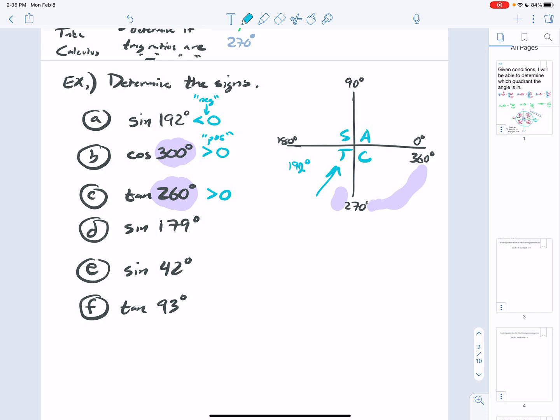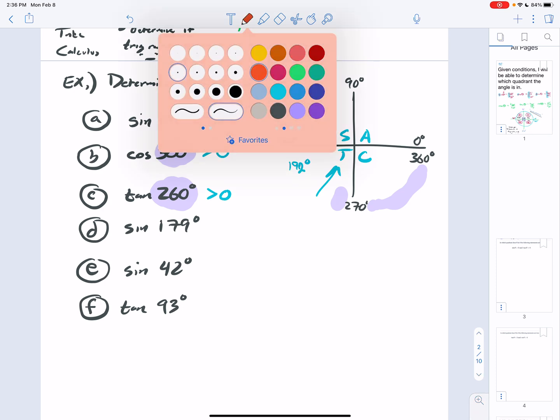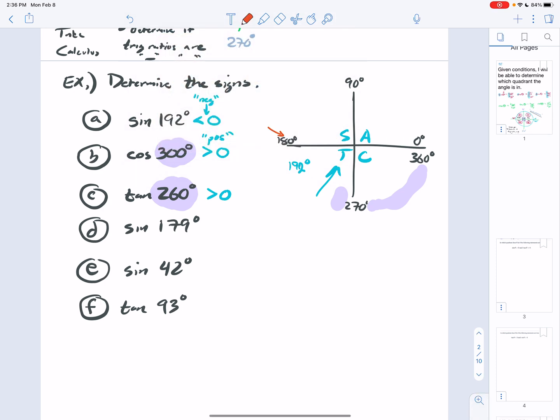Okay, let's keep going. The next part, we have sine of 179 degrees. 179 degrees is somewhere right here, somewhere between 90 and 180. So sine of 179 degrees is in quadrant 2. In quadrant 2, only sine is positive, and we actually have sine here, so that's going to be positive.